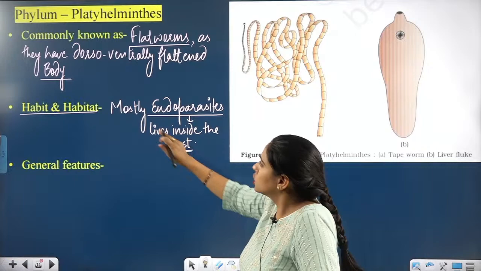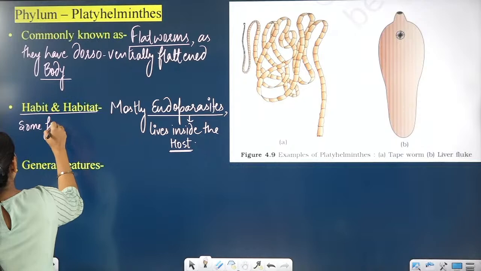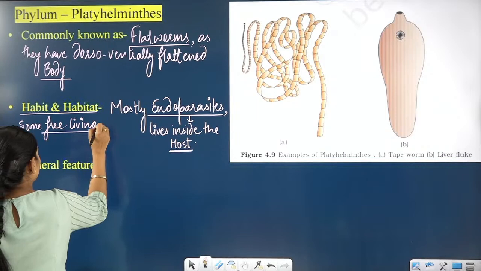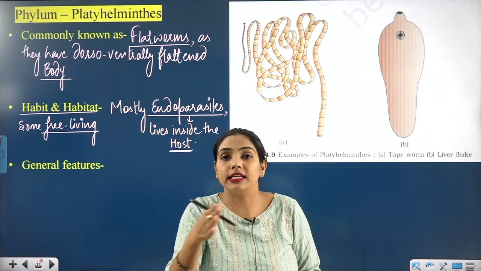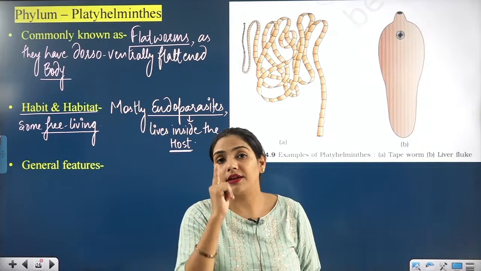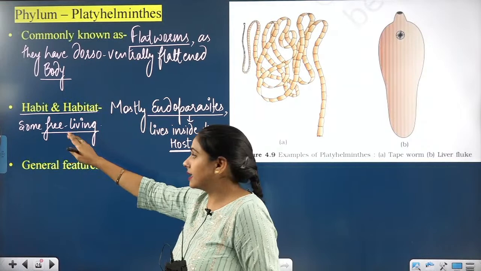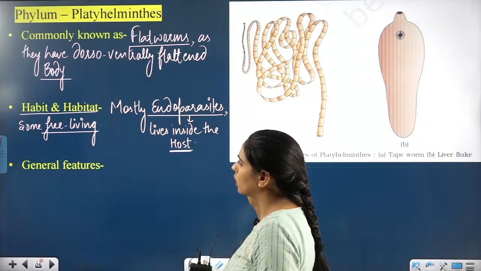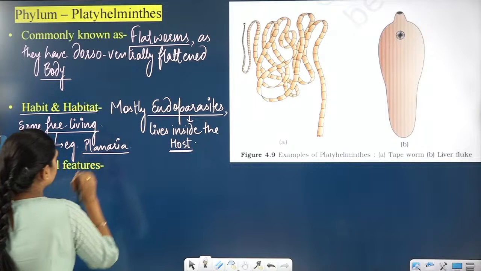So mostly endoparasites, and some are free living. So beta, there is a difference between free swimming and free living, right? Free swimming, I have told you, sessile and free swimming. Sessile means it is attached to a substratum. Free swimming, it is freely swimming in water. It can move from one place to another place. But if we talk about free living, that means it is not dependent upon the host. It can live without host. Endoparasites or parasites, they cannot live without host, but free living can live without host. Example is planaria. Planaria is a free living flatworm here, right?